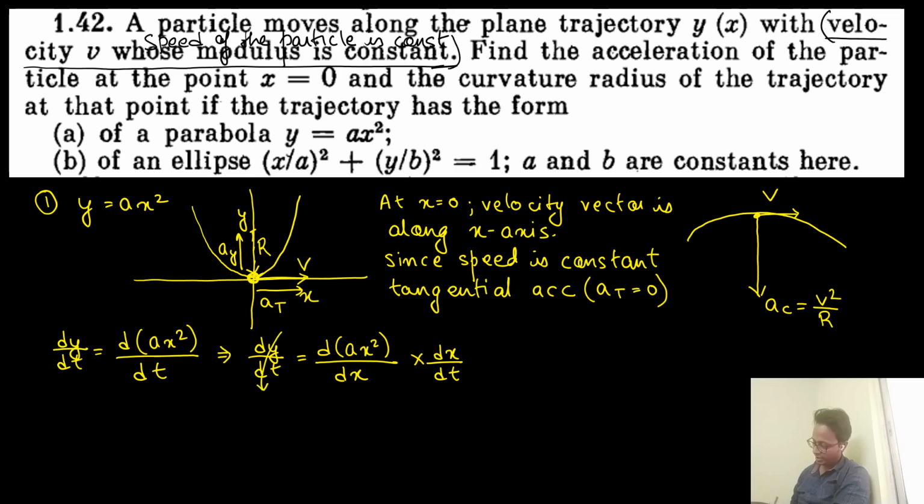What is dy by dt? Velocity of y component. What is the differentiation of this? 2ax. And what is dx by dt? Velocity of x component. So from this relation I get vy, or y component of velocity, is equal to 2ax into vx. This is our first equation.